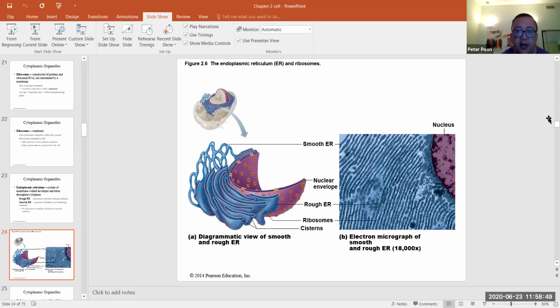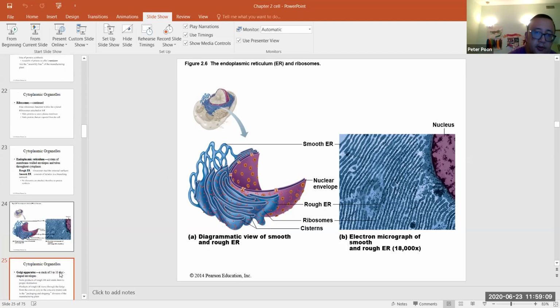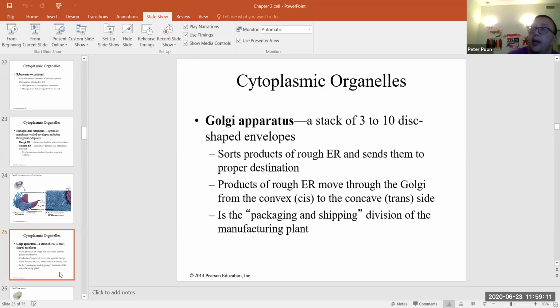So you can see that here. You can see this portion is rough, and you can see the little dots here, and you can see here that's much smoother and slightly smaller in terms of how big the little tubes are. Smooth ER, rough ER. Rough ER ultimately makes proteins that will be exported, either to the cell surface or outside the cell.